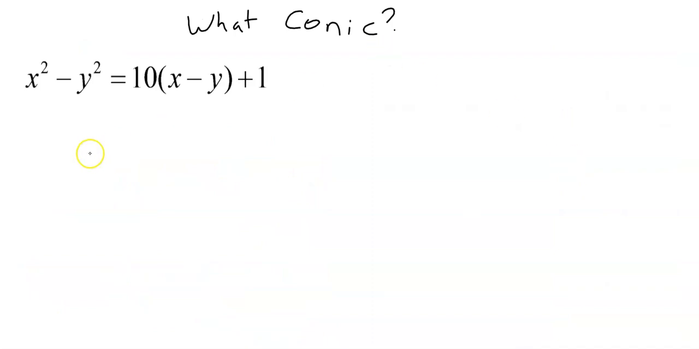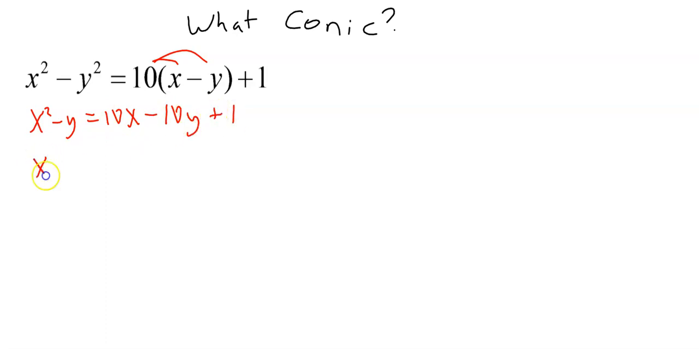Last one, finally. This almost looks like a circle because it has the same coefficients, but it's going to be a hyperbola because it's subtraction. So that's guaranteed there. So we get 10x, just distribute, minus 10y plus 1. So let's get all the x terms on the same side, and same thing with y. So x squared minus 10x plus blank.